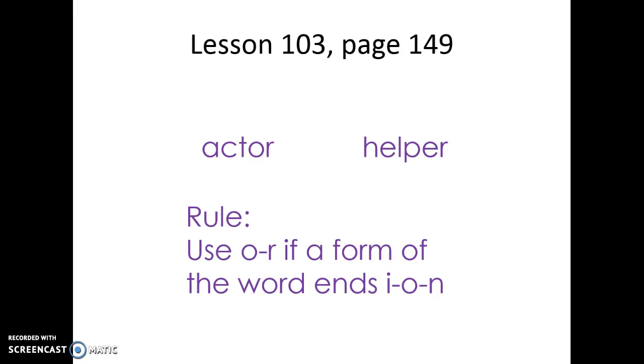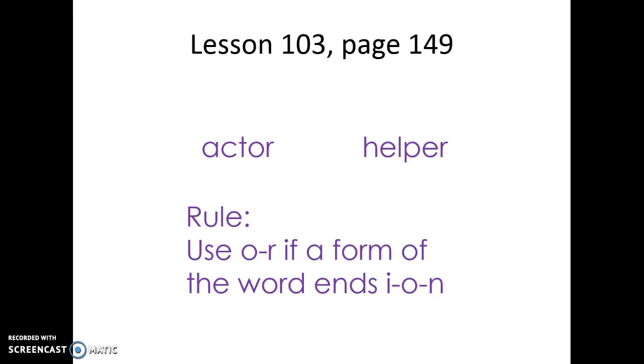Protect. Is there a form of the word protect that ends I-O-N? Yes, and that word is protection. So, how do we spell the last morphograph in protector? With an O-R. So find part A on your worksheet. There are words in column 1. For some of these words there is a form that ends I-O-N. In others, there is no I-O-N form. If there is an ion form of the word, write that form in the second column. If there is no I-O-N form, leave the second column blank.